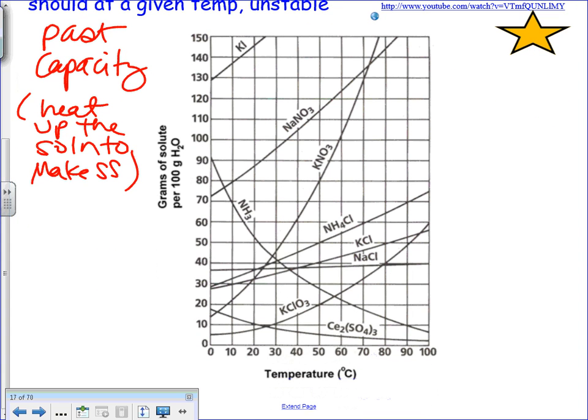Okay. So on this graph, you'll notice it's a different line for every single compound. So we've got, name that. Hurry, name it. What's sodium? Nitrate, good.